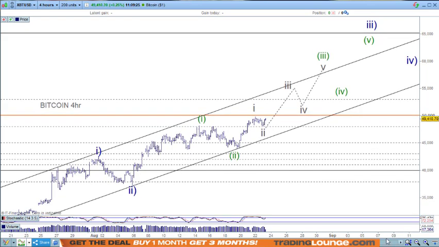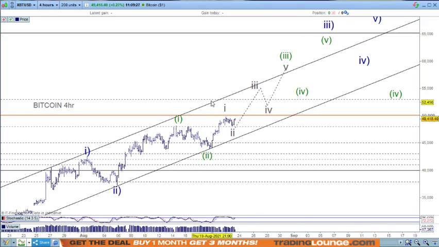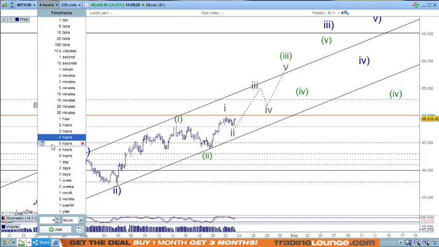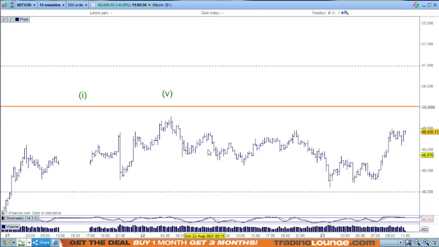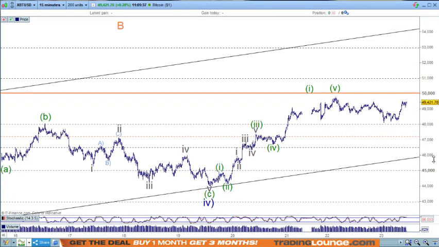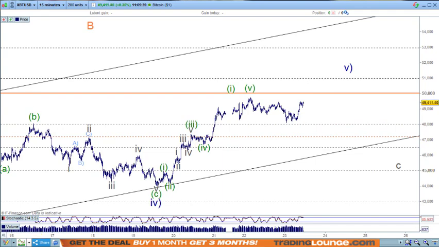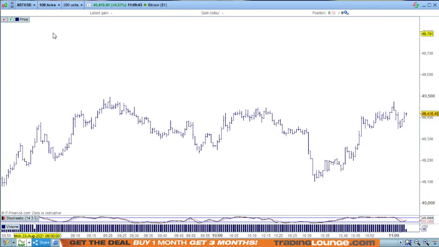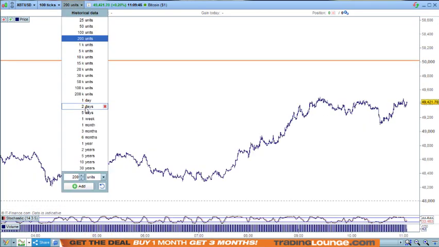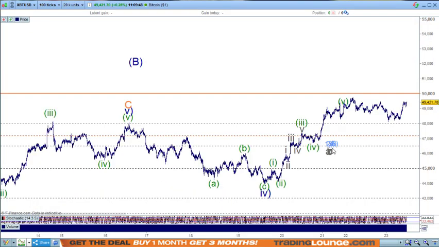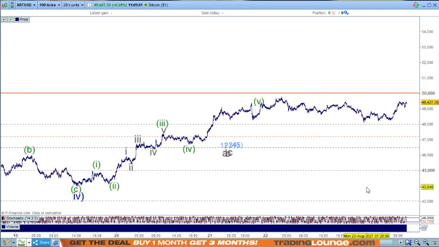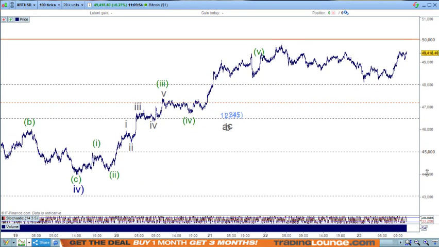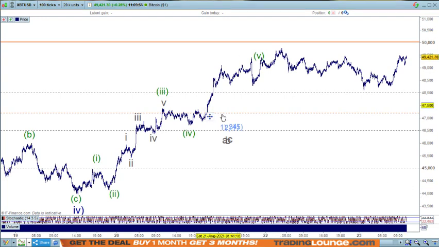Okay, so we can go to the tick chart and just have a look at that. I think I maybe have even got that on. I think I had it on the 15 minutes. Let me just check on that. Okay, I won't need to go there. Let me just fill in some dots here for this.